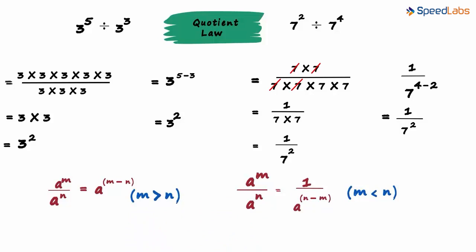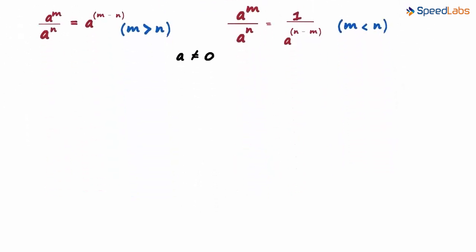If the exponent of the dividend is higher, we simply write it like this. If the exponent of the dividend is smaller, we write it as 1 divided by this. This law is satisfied in all cases except when a is equal to 0, because we cannot have 0 in the denominator. So a is not equal to 0 is another condition we should remember. The examples will help you understand better.